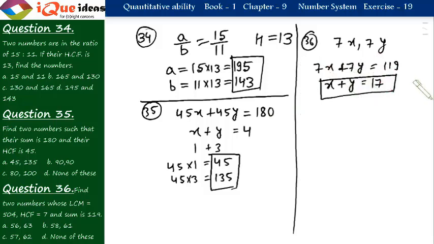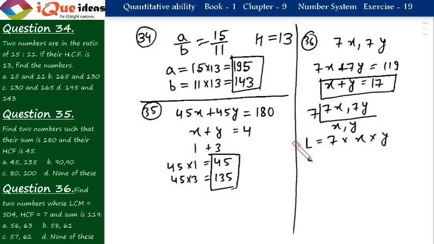Now it says their LCM is 504. Now calculate the LCM of 7x and 7y. We know that 7 is the highest common factor. So if you take out 7, the remaining would be x and y, with nothing common between x and y. So the LCM will be equal to 7 into x into y. And it is given that the LCM is 504. So 504 is equal to 7xy. So if you divide by 7, you will have x into y is equal to 72.